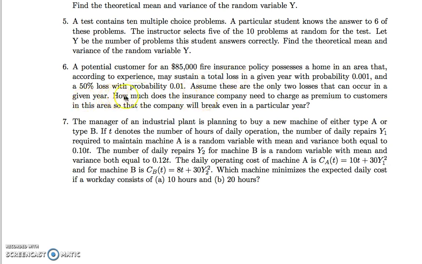So how much in this situation should the insurance company charge as a premium to customers so that the company breaks even? Also contrived because insurance companies like to make money. But we want to know, what should the insurance company charge everybody so that it is able to pay out the claims that are made in a given year, right? So our variable that we're talking about here is the amount of loss, basically, right? And we've got the probabilities given here, okay? So let's look at the solution.